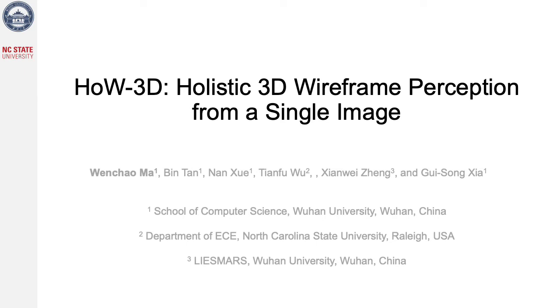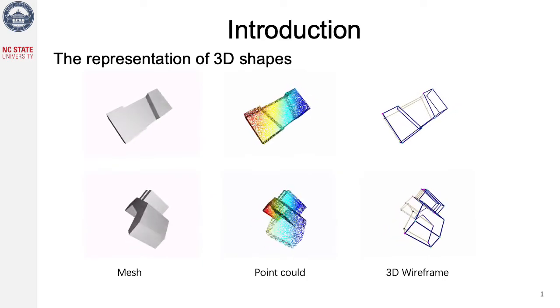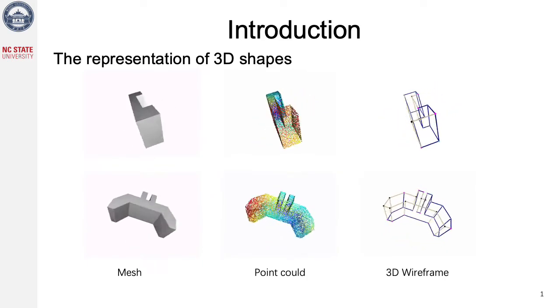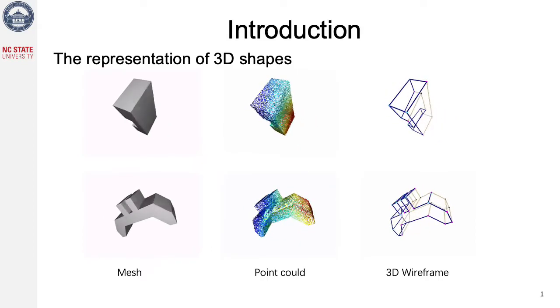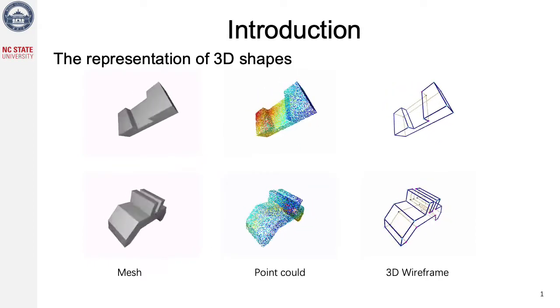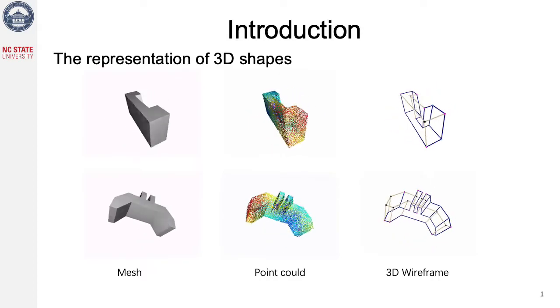I am presenting our work, HoW-3D, Holistic 3D Wireframe Perception from a Single Image. In modern computer vision, the task of 3D reconstruction from 2D images is recognized as the main goal, and remains as one main grand challenge. There are many forms to represent the 3D object shapes, such as meshes, point clouds, and 3D wireframes.